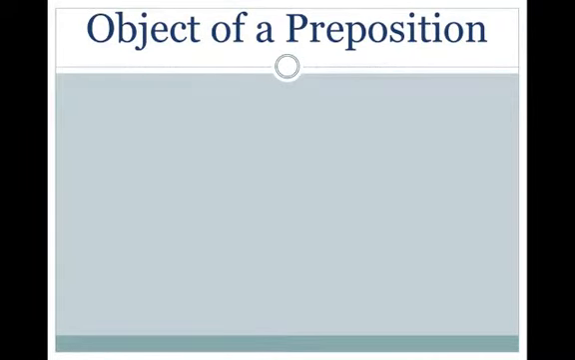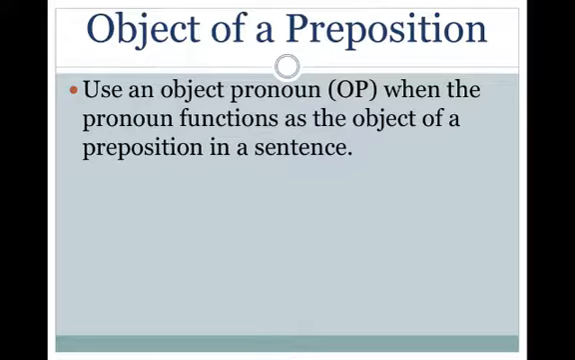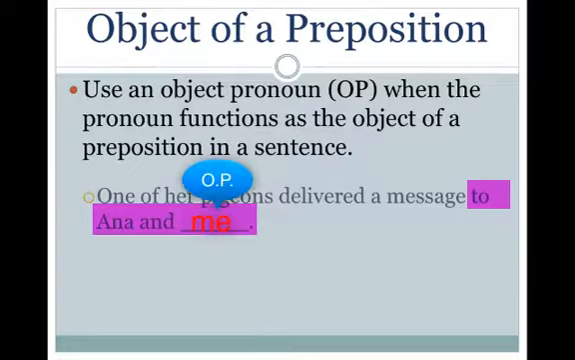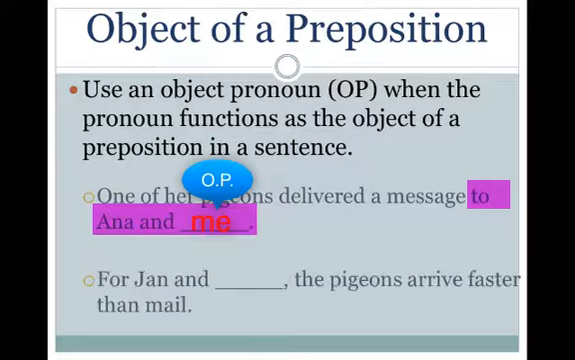Object of a preposition. Use an object pronoun, OP, when the pronoun functions as the object of a preposition in a sentence. For example, one of her pigeons delivered a message to Anna and me. To Anna and me is a prepositional phrase. To is the preposition, which means Anna and me are the objects of the preposition. So you need an object pronoun.